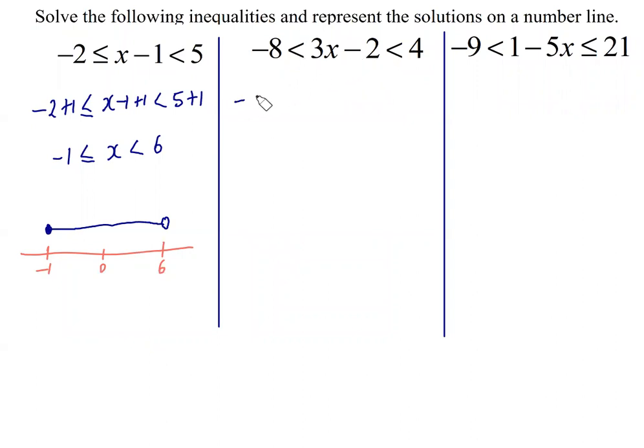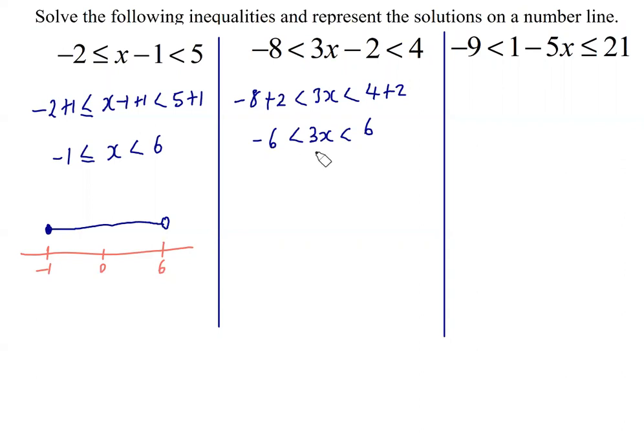It's going to be -8 plus 2 less than 3x, because we already removed the 2 there, less than 4 plus 2. Then what we see is that we're going to have -6 less than 3x less than 6.